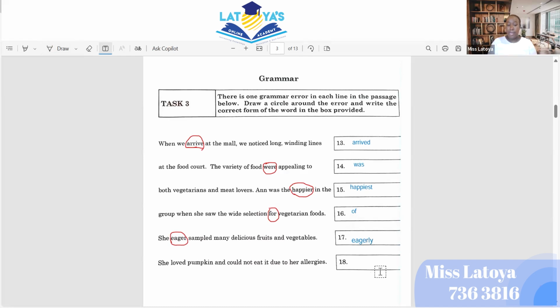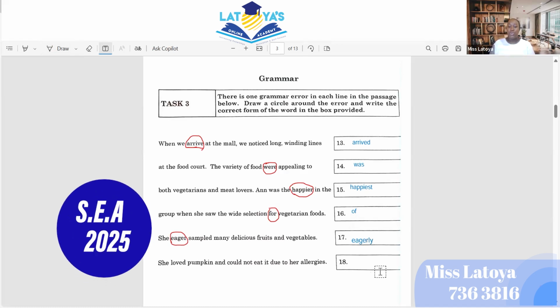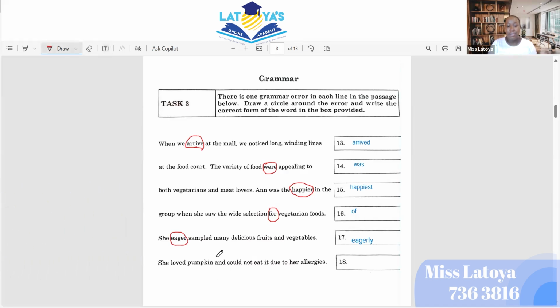She loved pumpkin and could not eat it due to her allergies. That's the wrong conjunction. And is the wrong conjunction, okay? She loved pumpkin, but could not eat it due to her allergies. So we are changing and to but, and grammar is so very important. It is often overlooked. We can't overlook grammar or parts of speech.